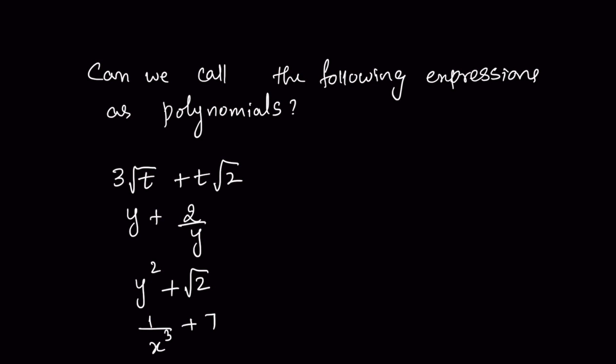Can we call the following expressions polynomials? 3 root t plus t root 2. Is it a polynomial? See, 3 root t can be written as 3 into t to the power of half, plus t root 2. Here the variable is t to the power of half. As I already mentioned, powers should not be fractions, decimals or negative numbers. Here the degree is half. Is it possible to call this expression a polynomial? It is not a polynomial.